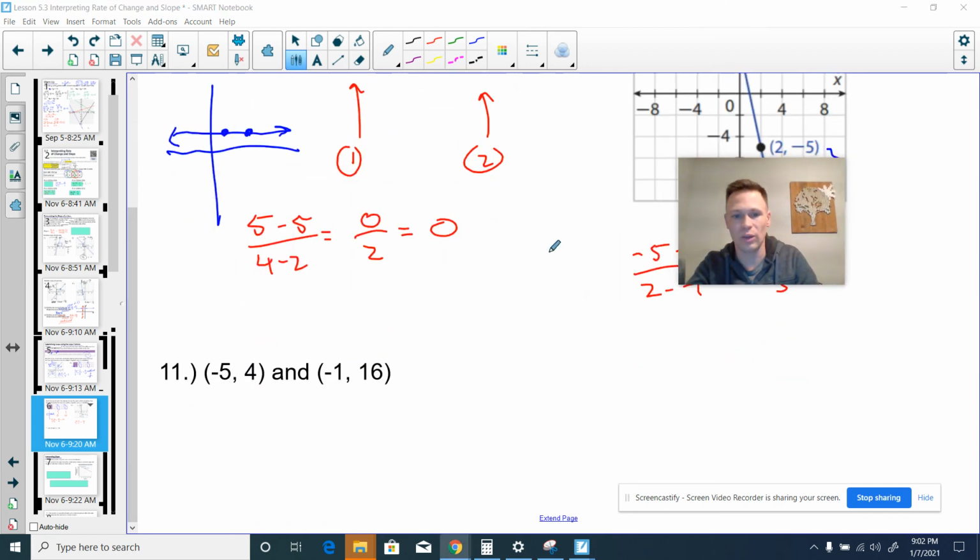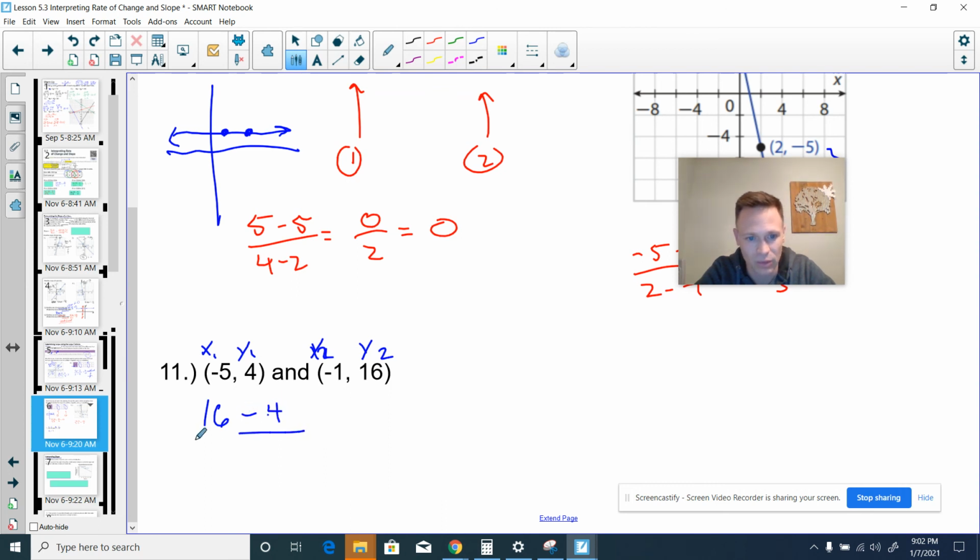All right, I'll do one last example for you here. What if you're given coordinate points, not on a graph, not in a table? Here's what I would do. Pick the first point to be your 1. So I'm going to just label this straight up: x1, y1, x2, y2. Then my formula is y2, 16, minus y1, which is 4, divided by x2, which is -1, minus x1, which is -5.